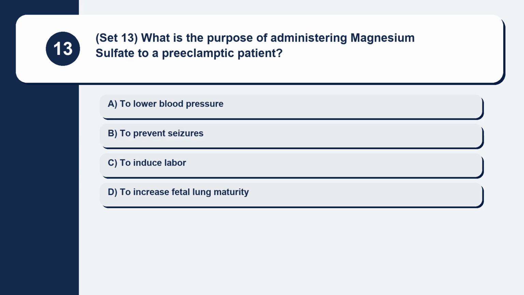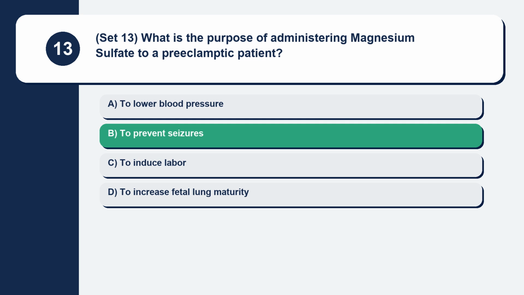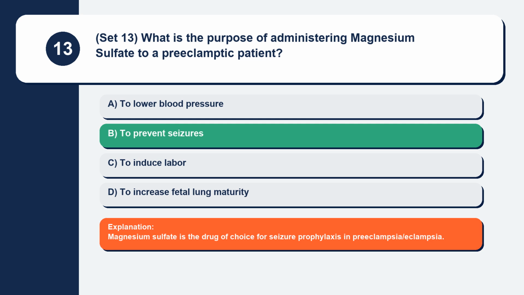Question 13. Set 13. What is the purpose of administering magnesium sulfate to a preeclamptic patient? To lower blood pressure, to prevent seizures, to induce labor, to increase fetal lung maturity. Magnesium sulfate is the drug of choice for seizure prophylaxis in preeclampsia/eclampsia.